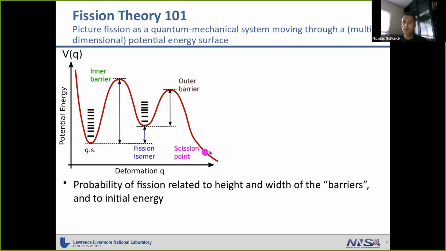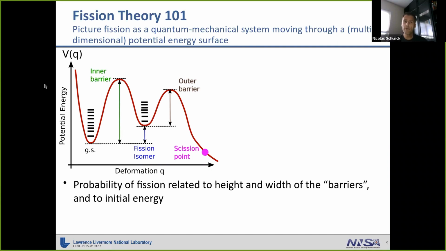So the first important concept is that because this is quantum mechanics, the probability of fission will be related both to the height and the width of those barriers, but also to the initial energy of the system. For spontaneous fission, the system is in the ground state, so deep inside the well. For induced fission, the system may have a much higher energy. And this is the first important concept in fission. This is the fact that the probability of the process taking place is related to the underlying potential energy surface.